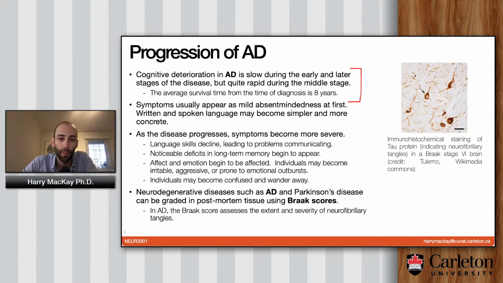The symptoms really tend to appear as mild absent-mindedness at first. People have looked at this, and if you analyze the written and spoken language of people that's been transcribed, you will see that the language becomes simpler and more concrete. By concrete, I mean it uses fewer analogies, fewer bits of alliteration and clever prose. It just becomes more straightforward, sort of the way that little kids write. And this is the kind of thing you can analyze in the text, based on patterns of word usage.